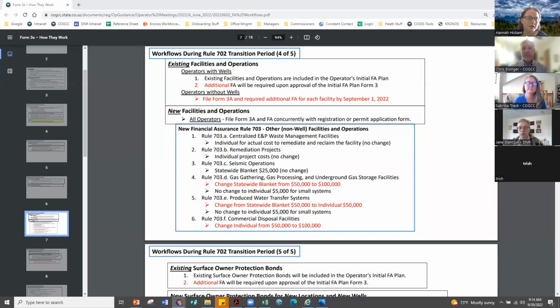Okay. And next question is, if we've already submitted a Form 6A but have identified additional wells for OOS, can we amend the already submitted 6A or do we have to file a new one? You have to file a new one. There's no such thing as amending a 6A.